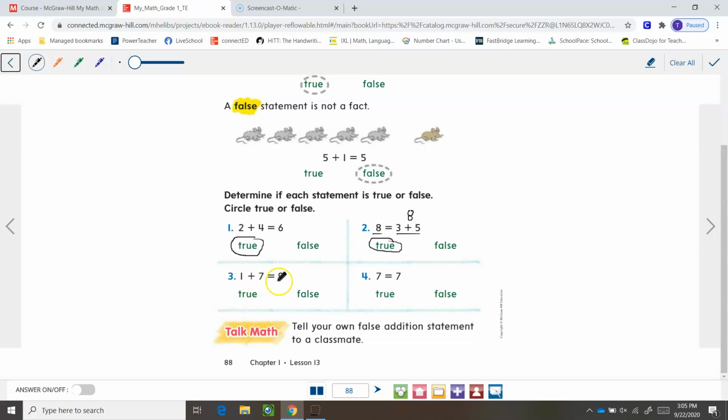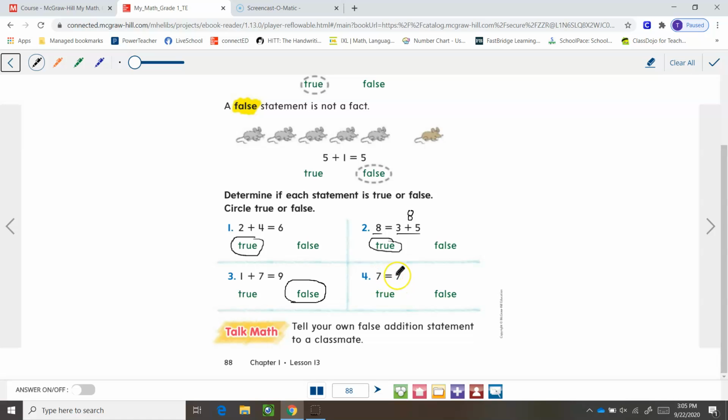So 1 plus 7 equals 9. I'd like to start with my bigger number. So 7, add 1 more, I get 8. So is 7 plus 1 equal 9? It does not. It equals 8. So that is not a fact. That is false.